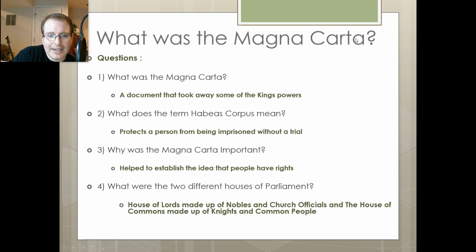Well, it takes away the power of kings. The habeas corpus protects you from being thrown in jail without a trial. Magna Carta has this idea that people have rights. Now, in the beginning, like I said, it is that the nobles have rights. But guess what? That'll trickle down to regular people like you and me eventually. And that is pretty awesome.